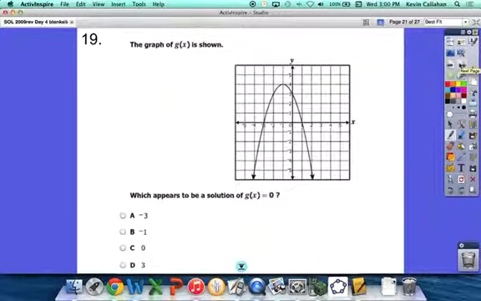Okay, how about this one? This is the easy one, right? What was the answer? It was A, right?